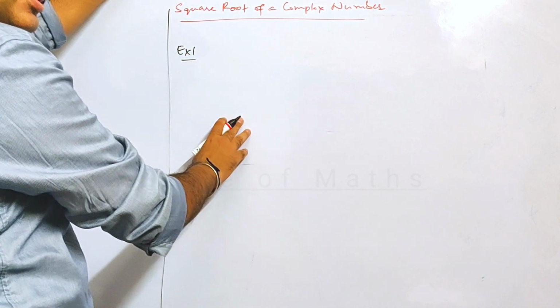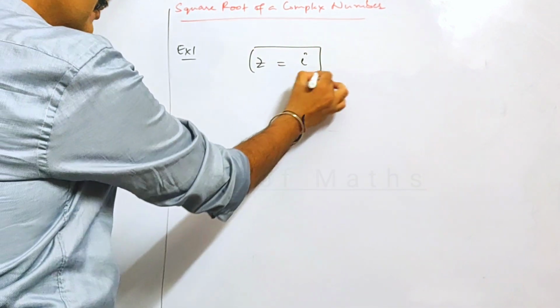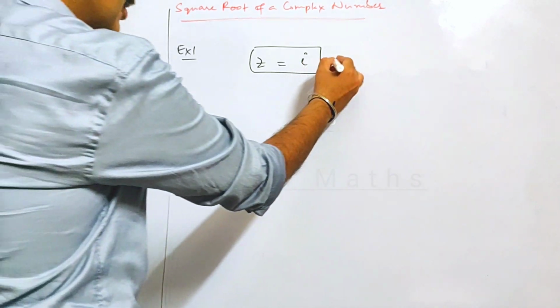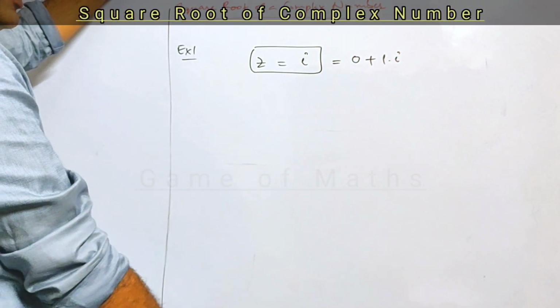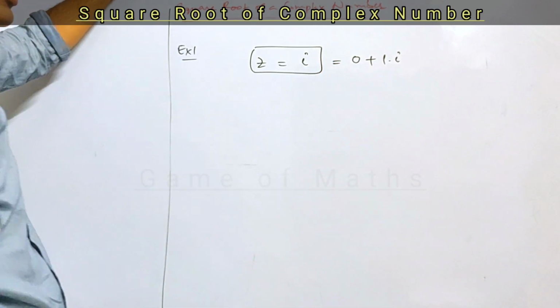Suppose we have to find the square root of this complex number z, which is given as equal to iota. It also means we can write it like this. So the real part of this given complex number is 0 and the imaginary part is 1.